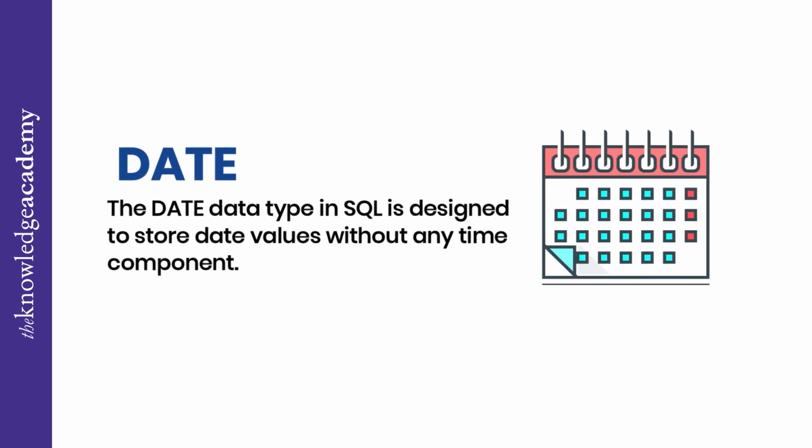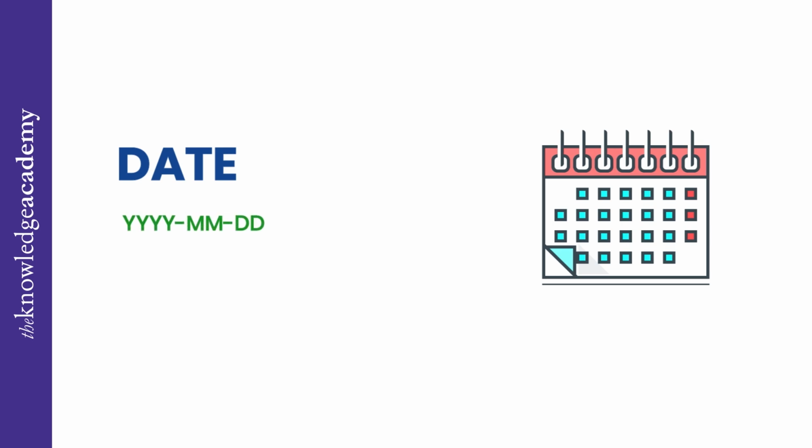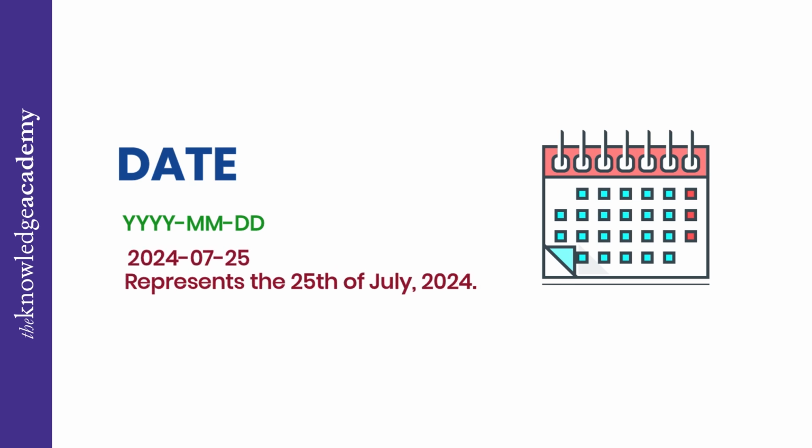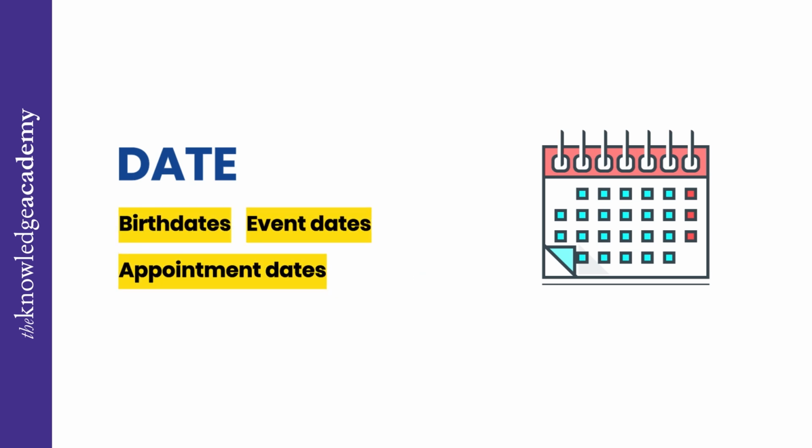The date data type in SQL is designed to store date values without any time component. It follows the format year, month, and date. For example, a value stored as this represents the 25th of July, 2024. The date type is perfect for storing information where only the date matters and the time of day is irrelevant. Common use cases include storing birth dates, event dates, or appointment dates.